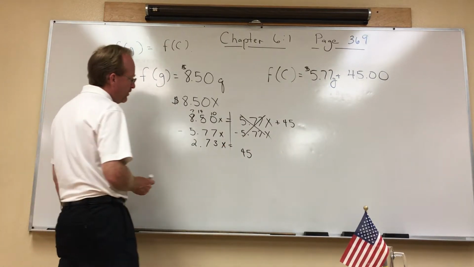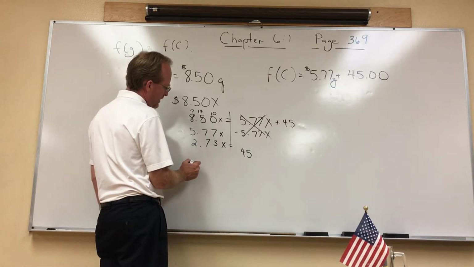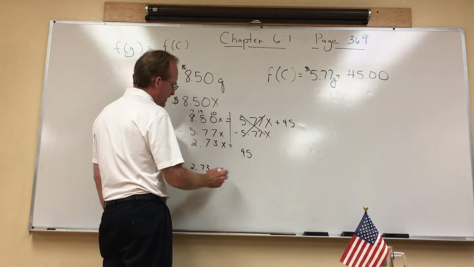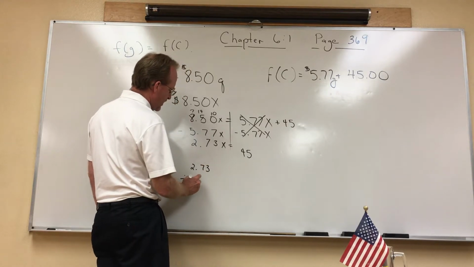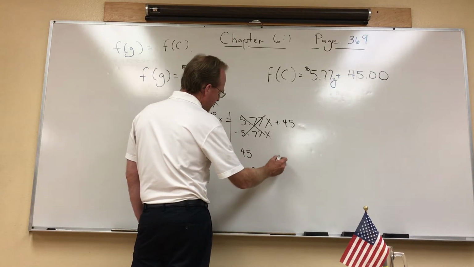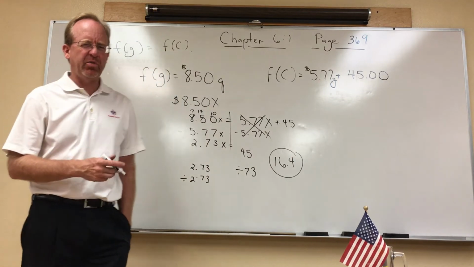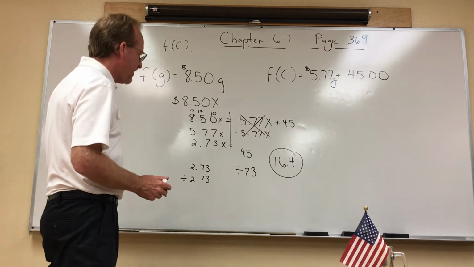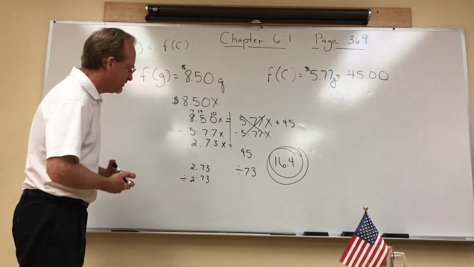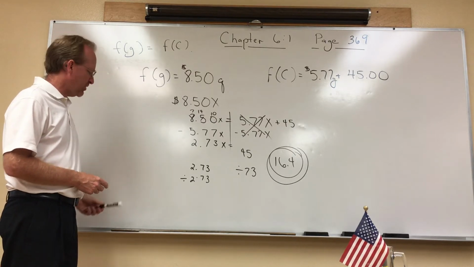And if we do the math, what happens is we discover that if we divide both sides by 2.73, 2.73 divided by 2.73, it's going to come out to approximately 16.4. 16.483, if I remember right. And that is the same answer that you got when you did it graphing. So this is another way we can use algebra to come to the same solution.